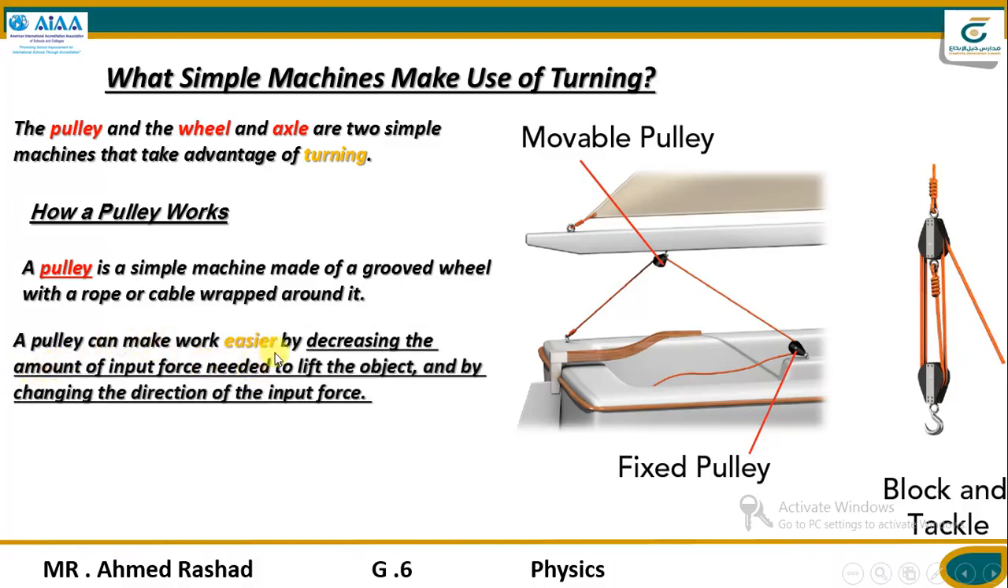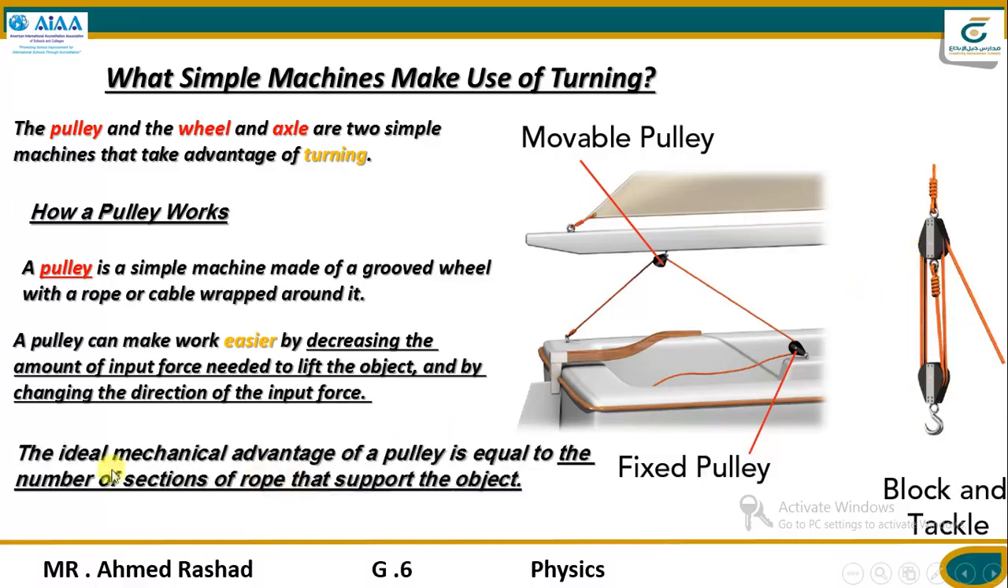By what? By decreasing the amount of input force needed to lift the object. We can use it in some ports to move heavy objects from the ground upward, and that can make the work easier. It makes the work easier by decreasing the amount of input force in this direction to lift the objects from the ground, and by changing the direction of input force. So this is the input force in this direction, and we have the output force in this direction.